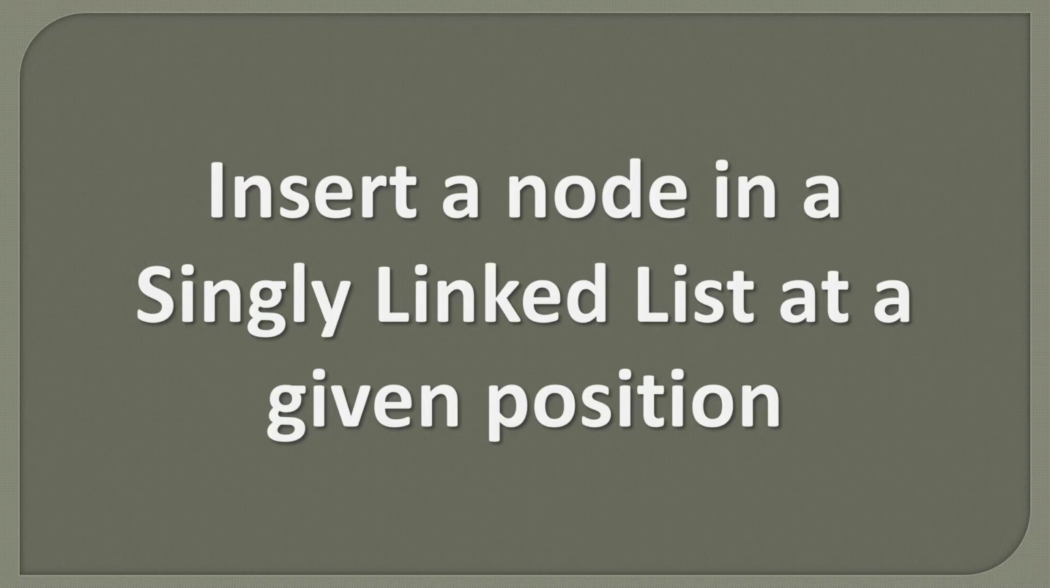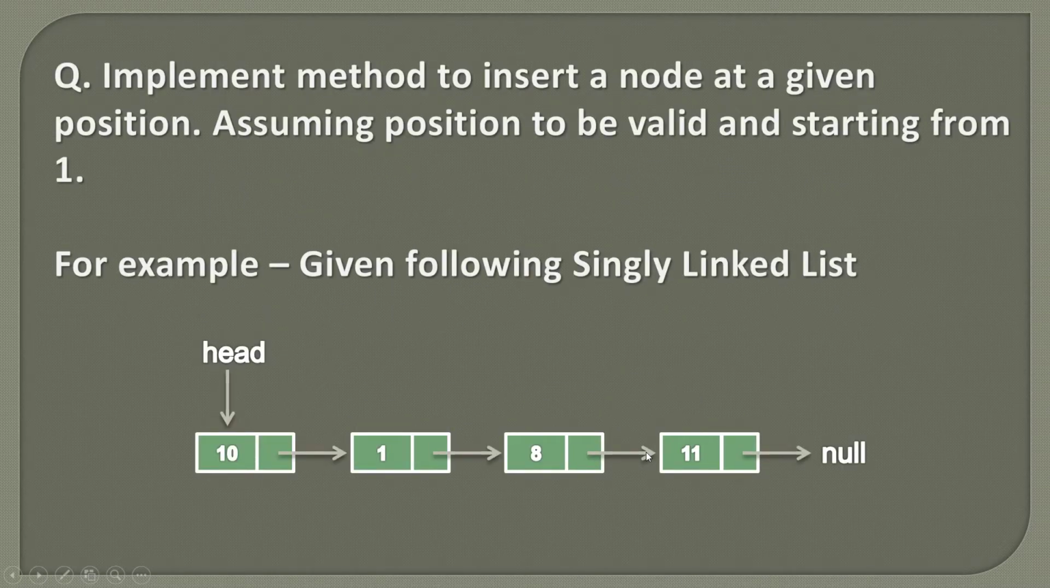Hello everyone. So in this video we will discuss how we can insert a node in a singly linked list at a given position. So here you can see that in this problem we want to implement a method which will insert a node in a singly linked list at a given position. And this position we are assuming to be valid and it will start from 1.